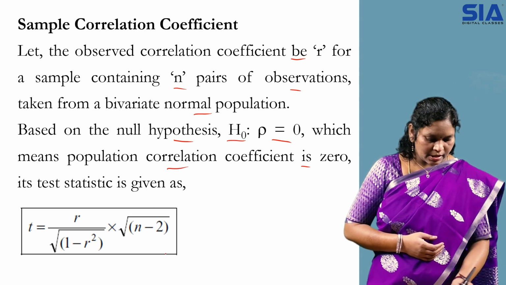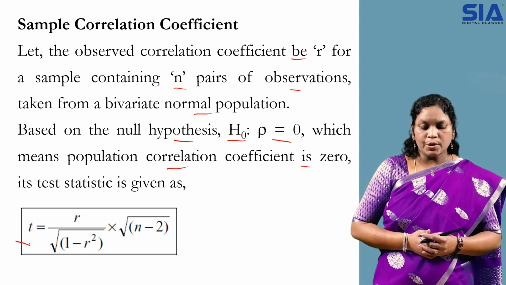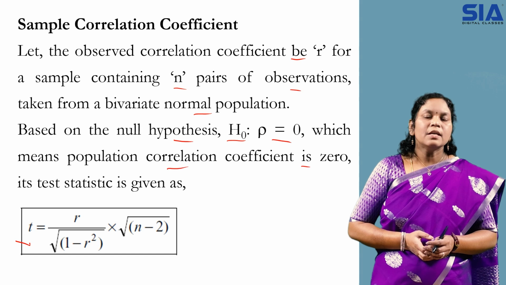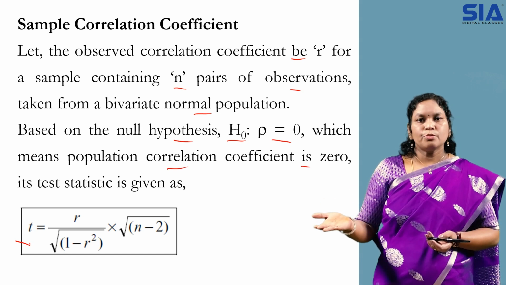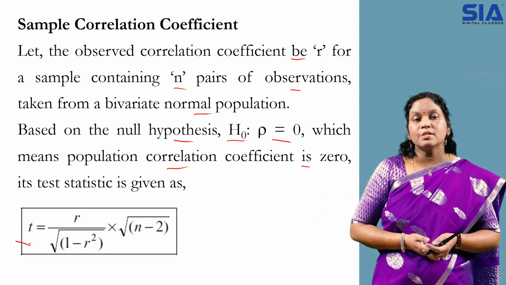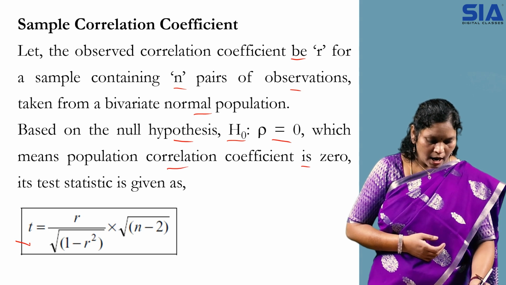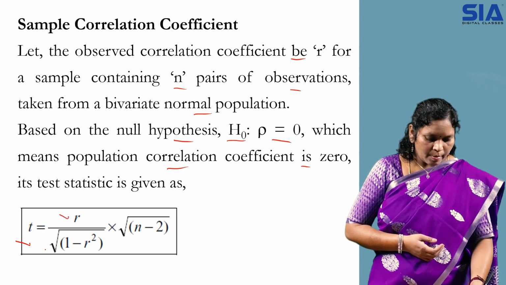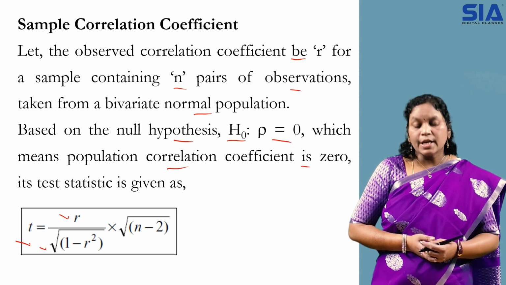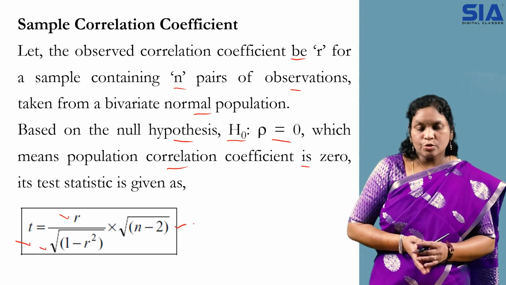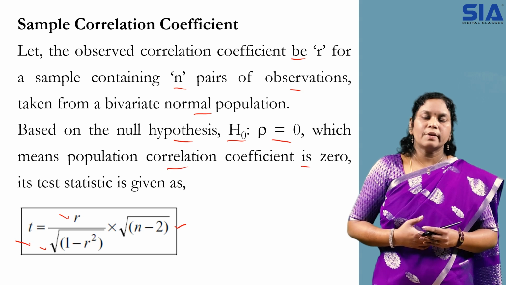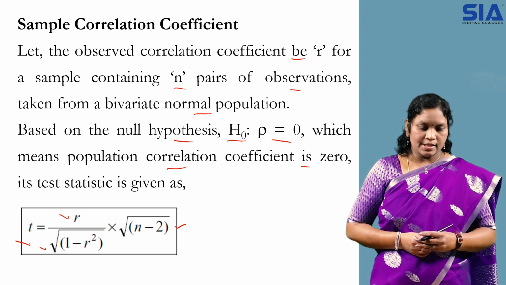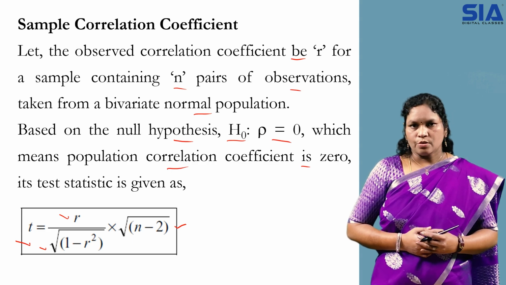The test statistic is given by small t, since the correlation coefficient is tested through the t test. So t is equal to r, our sample correlation coefficient, divided by root over 1 minus r square, into root over n minus 2. This is the formula, the test statistic, to test our sample correlation coefficient.